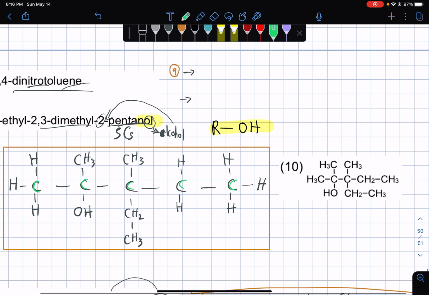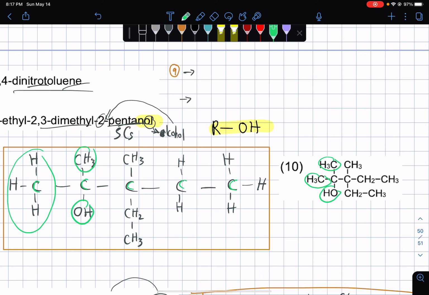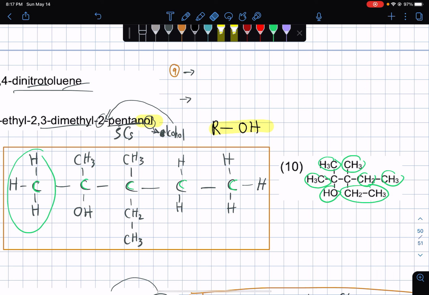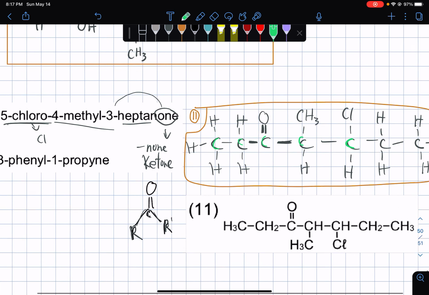Okay, for number 10, let's see. CH3, we have methyl at the top. We have OH below. We have CH3 at the top, CH2, CH3 below. This is the ethyl, and this is the methyl. And this is CH2, and this is CH3. So as you can see, we got them all present. All of the parts that are written in the answer key are all present in my drawing, in my illustration.